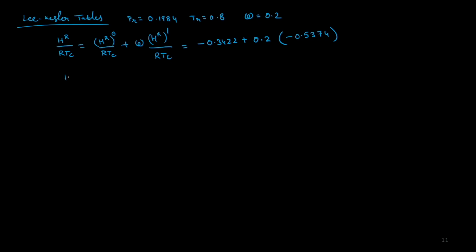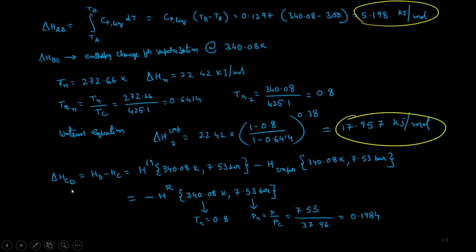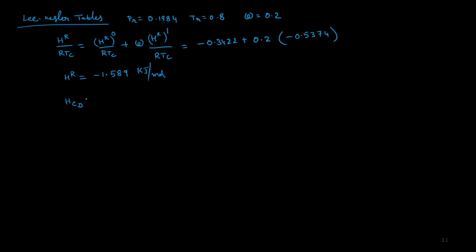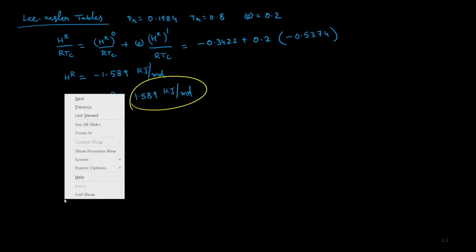I can simplify this and calculate HR, right? And the value I have for HR is negative 1.589 kilojoules per mole. So I go back, HC to D is the negative of HR, right? So this will be 1.589 kilojoules per mole. That is HC to D. This is the negative of the residual enthalpy at the desired conditions.